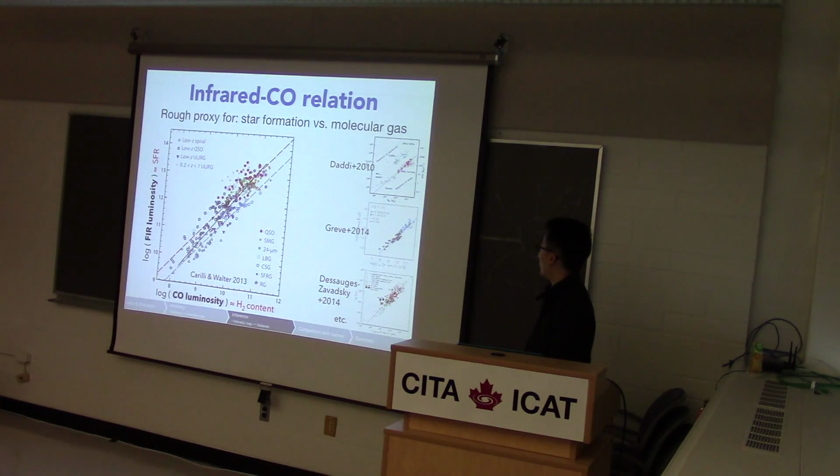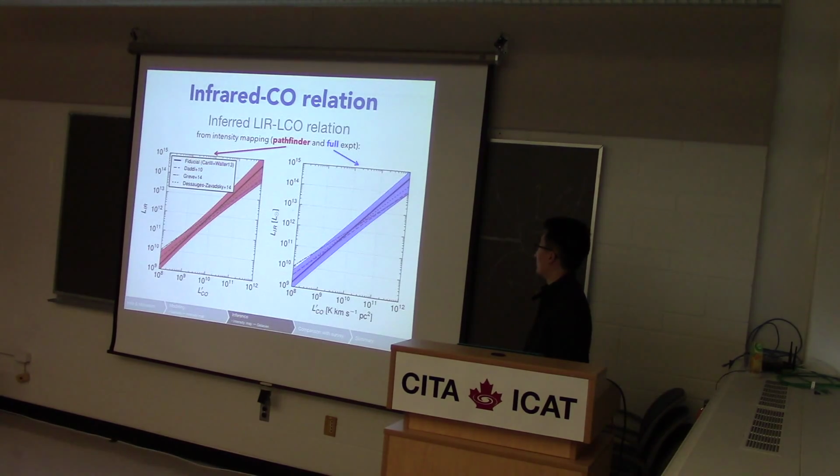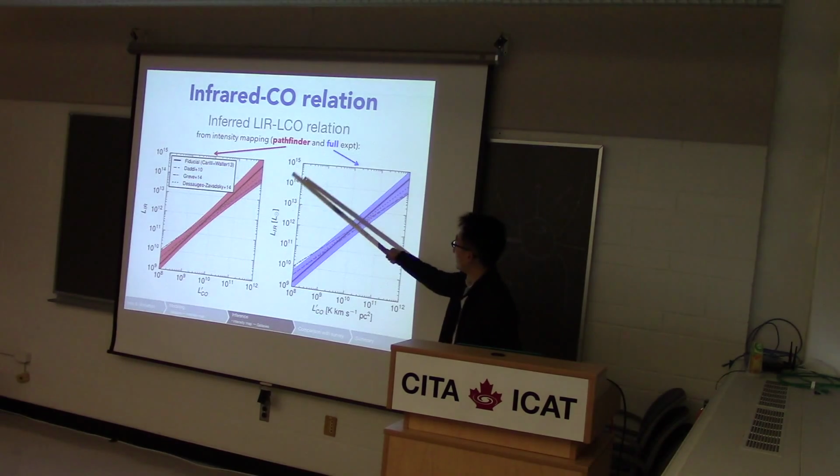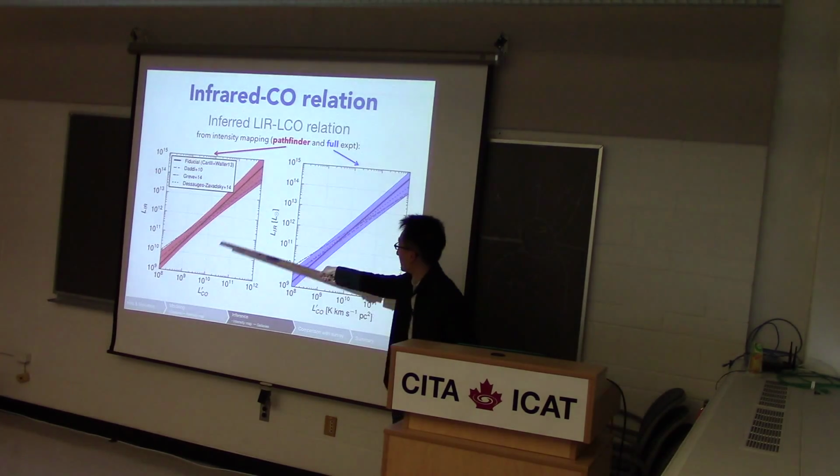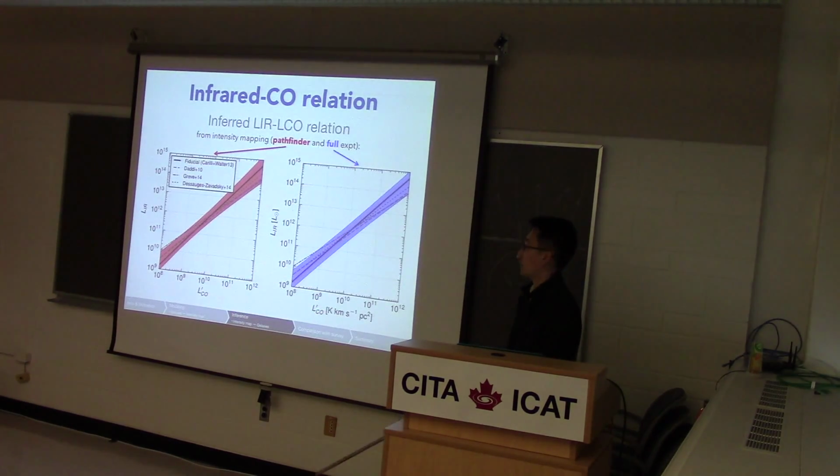But what we get from our MCMC procedure are constraints on this relation. Right? So the constraints from the Pathfinder experiment are shown in red here. And what I'm showing are the 1 sigma credible intervals on this relation. Our fiducial model is this black line here. So that generated the signal that went into this. And the various literature fits that I showed before are these dotted gray lines.